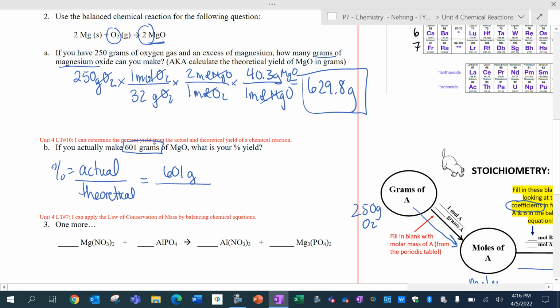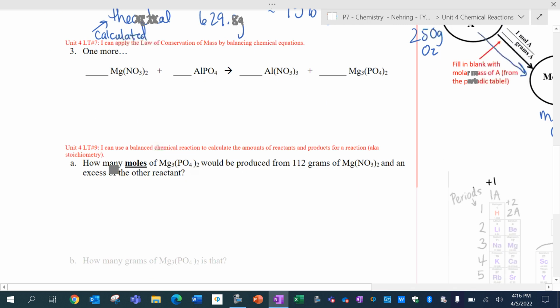In this case, it looks like we performed this experiment in the lab. We collect 601 grams of magnesium oxide. Your theoretical yield is the thing that you calculate. So theoretical is your calculated value. In this case, it's 629.8. That's what we calculated that we should have gotten. So if you plug this in your calculator, you get about 95% yield, which is actually pretty darn good for an experiment. You'd be pretty happy with that.